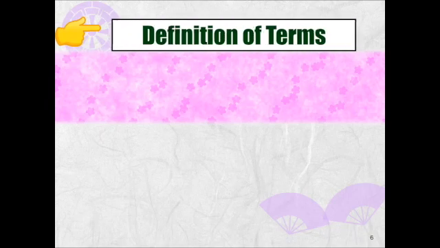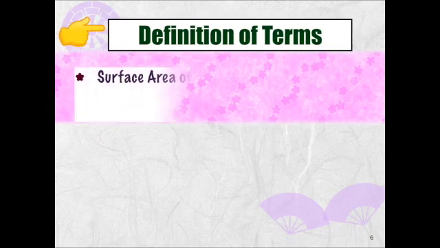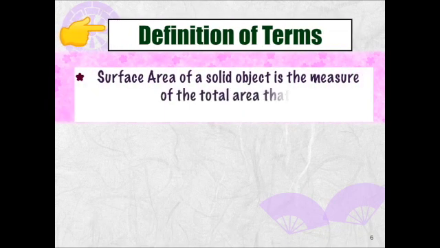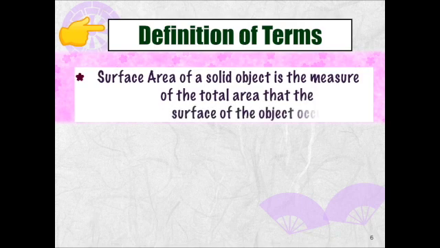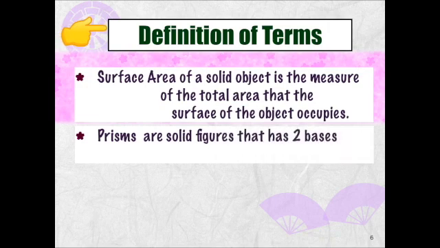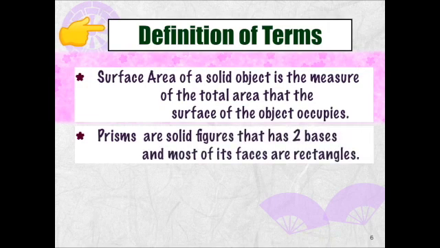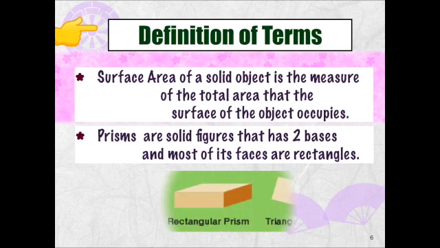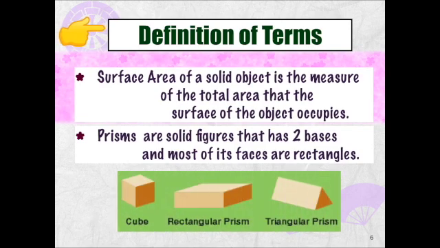So before that, let's define the terms. Surface area of a solid is the measure of the total area that the surface of the object occupies. And prisms are solid figures that have two bases and most of their faces are rectangles. So this lesson is about finding the surface area of rectangular prisms, a cube, and triangular prism.